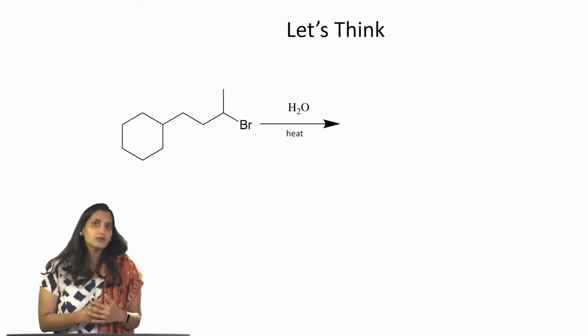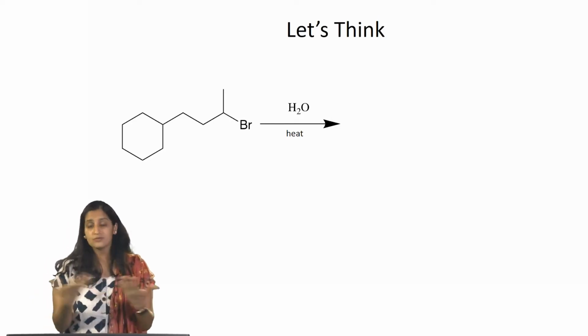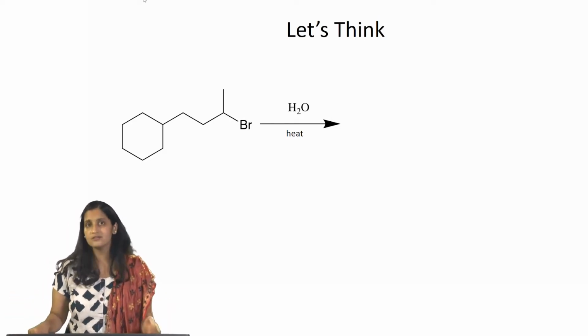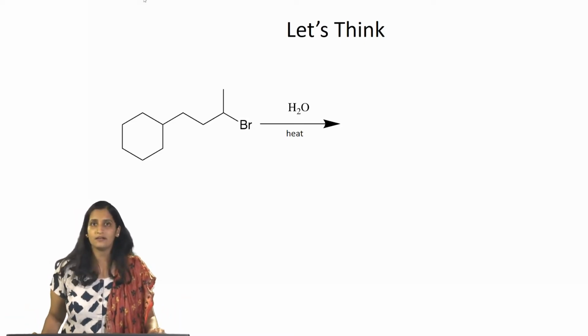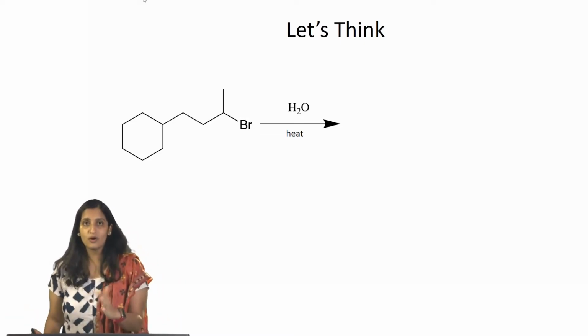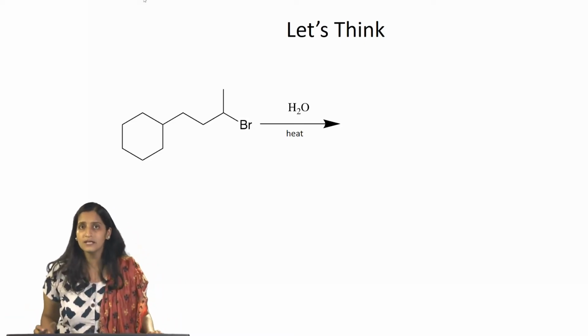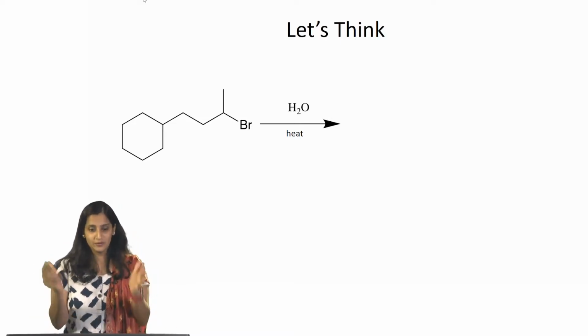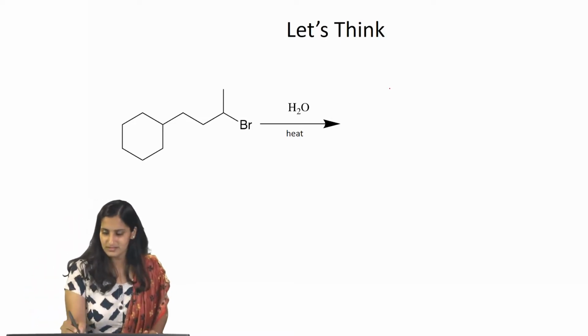So imagine that you're in a lab and you're trying to synthesize a particular compound. The example I have taken here is that of an alkyl bromide, and when it reacts with water, let's say you heat it a little bit, what kind of products can this really form? Can you help me with the answers?